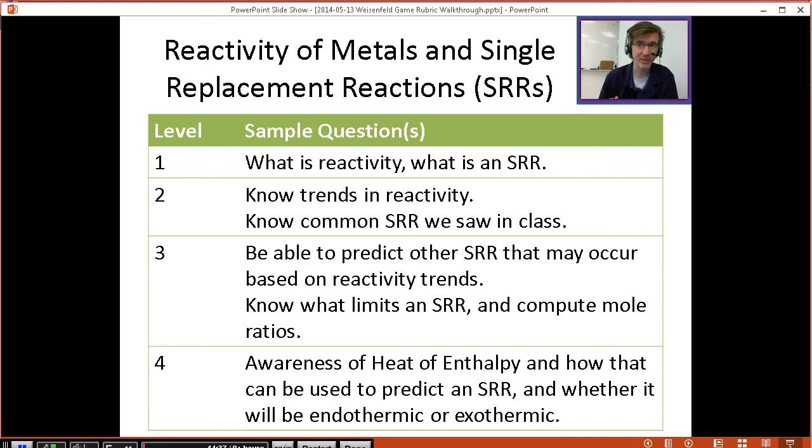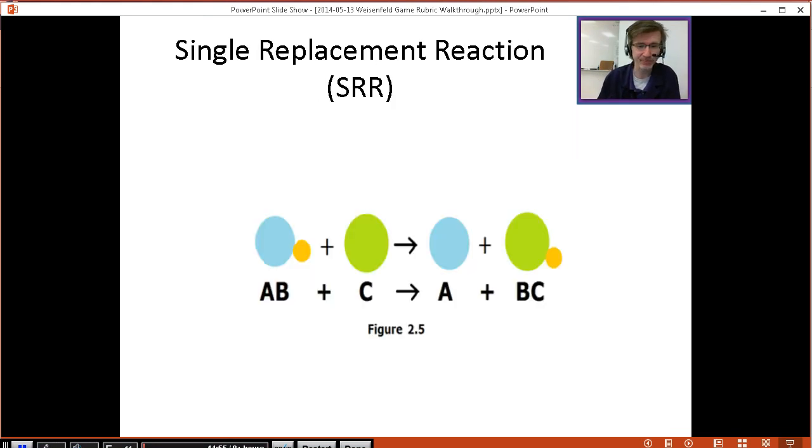And we had a quiz on this. You need to be able to predict when that might happen, and need to know what might be the limits of a single replacement reaction, so mole ratios. For level 4, there are some ways to predict when that's going to happen. In more detail, how much heat you're going to get, you can do some research on that. Here's what it looks like basically schematically.